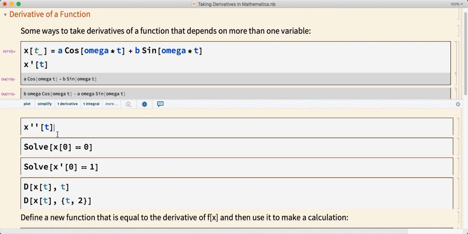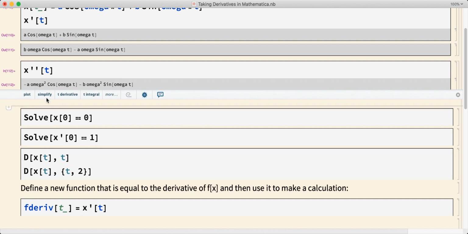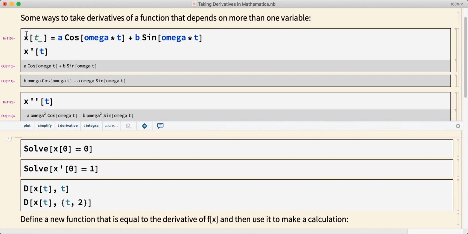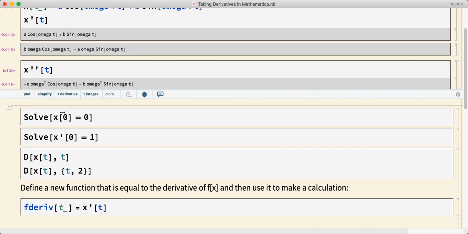Okay, if I wanted to take a second derivative of the same function, I can just use double prime. Again, similar notation to what you would do in a math class. So here I've taken the second derivative of my original x function. And it's by default taking the derivative, if you can't tell, with respect to time, which is the only variable that this particular function depends on. If I wanted to do this to, for example, solve for the constants a and b, I'll just quickly show you how to do that.